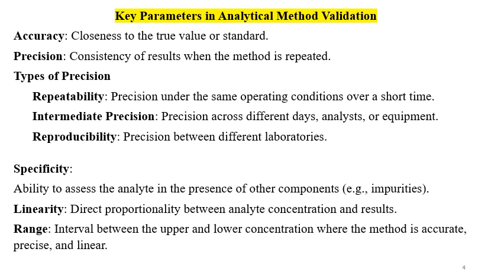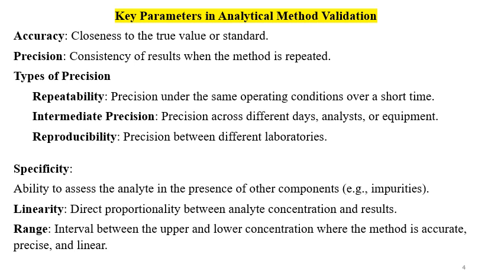Specificity is another parameter. Specificity is the ability to assess the analyte in the presence of other components like impurities. So the method should be accurate, it should be precise, and it should be specific. Linearity is the direct proportionality between analyte concentration and the results. For example, you are working on a formulation containing 100 mg of the API. So you can check the linearity by having different concentrations like 50%, 100%, and 150%. So linearity should be there.